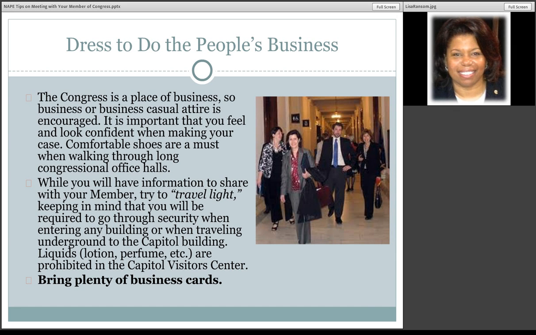While you will have information to share with your member, try to travel light, keeping in mind that you will be required to go through security when entering any building or when traveling underground to the Capitol building. Liquids like lotion, perfume, etc. are prohibited in the Capitol Visitor Center. And please bring plenty of business cards.